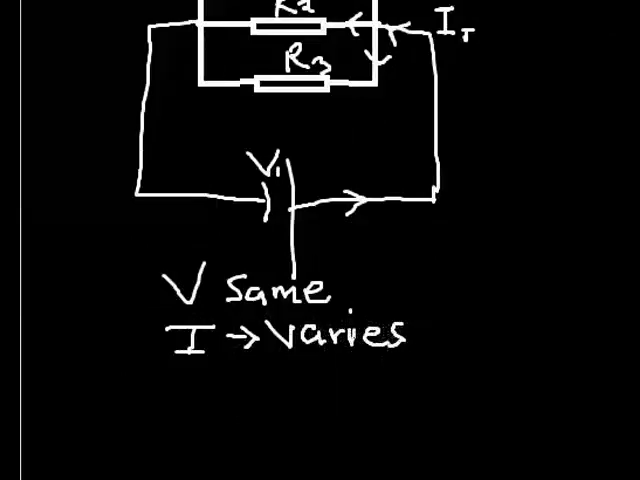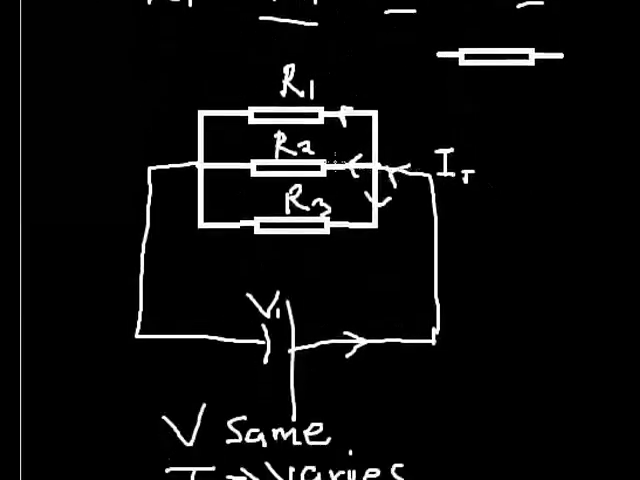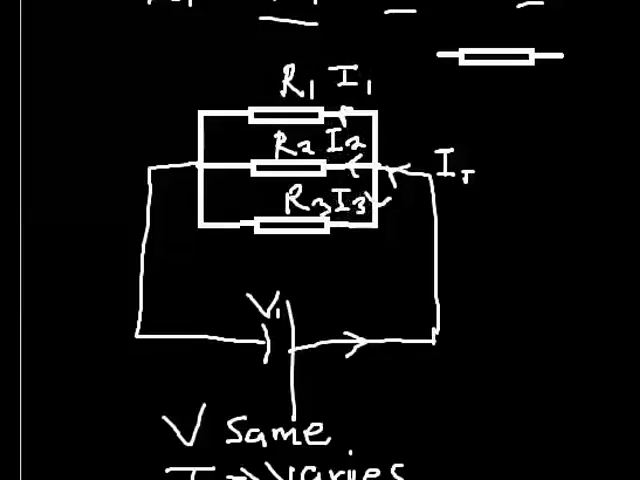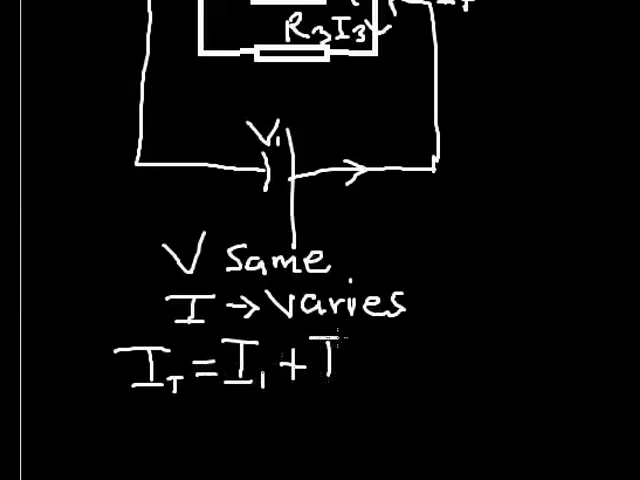Now since I varies, that simply means that the total I that enters is being divided into 3. The I that's entering into R1, I call it I1. The I that's entering into R2, I call it I2. And the I that's entering into R3, I call it I3. So that simply means that I total is going to be equal to I1 plus I2 plus I3.